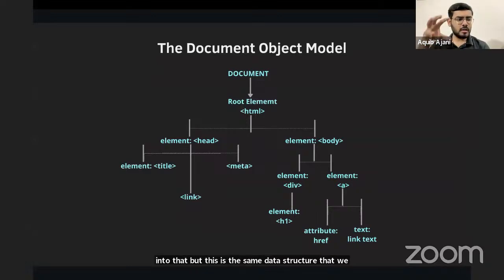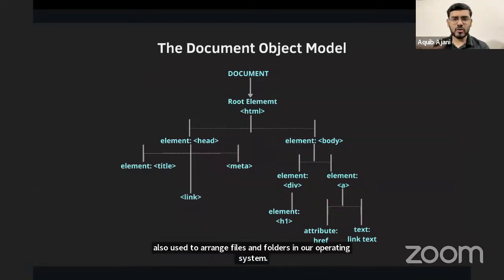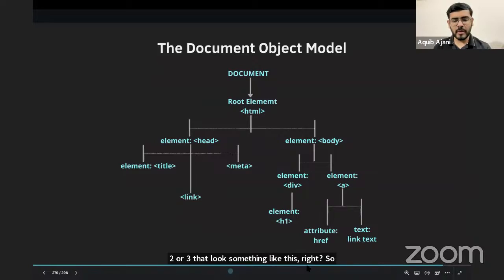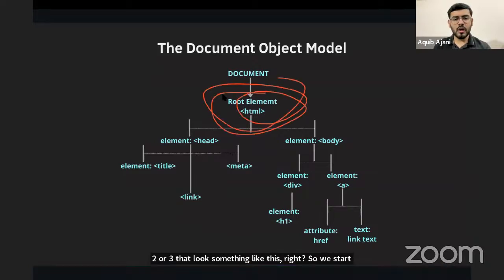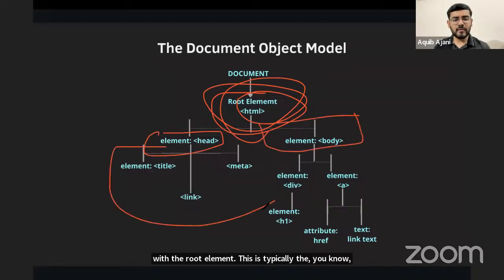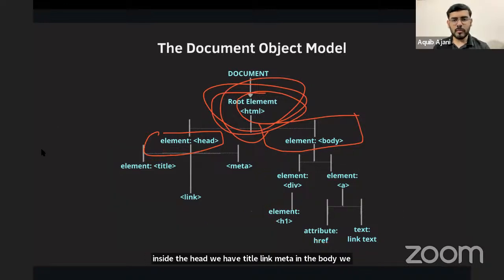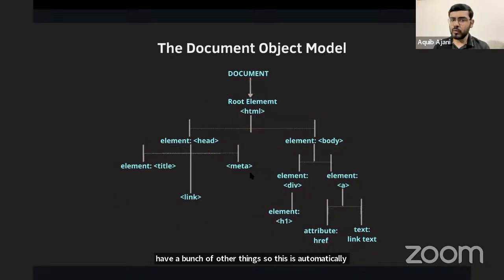But again, the point is the browser will automatically convert the HTML document to a tree that looks something like this, right? So we start with the root element. This is typically the HTML tag. Then we have the head and the body. And then inside the head, we have title, link, meta. In the body, we have a bunch of other things. So this is automatically done by the browser. We don't really have to worry about it. But what we do need to be careful about is the way we structure our code, right? Because the way we structure our code, in that exact same way, the browser is going to convert it.